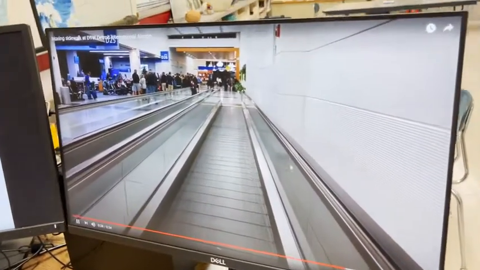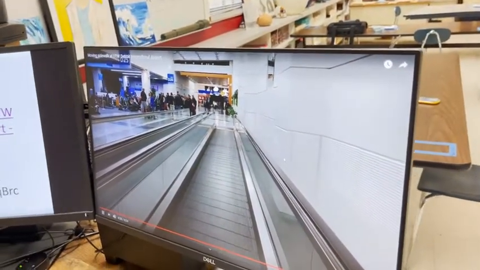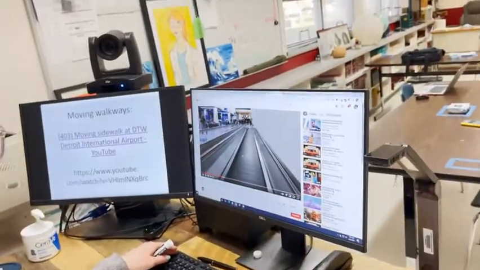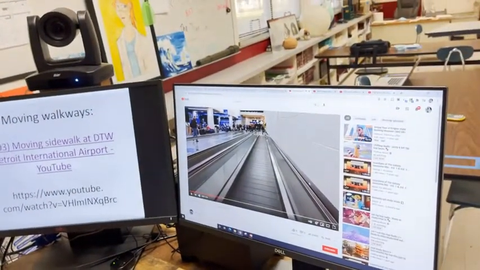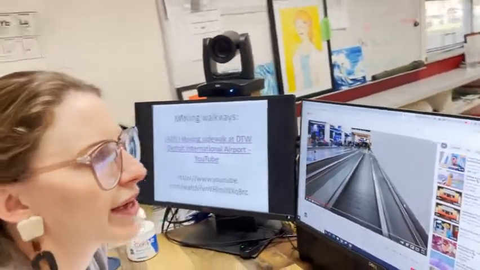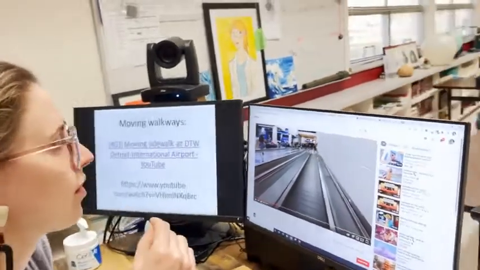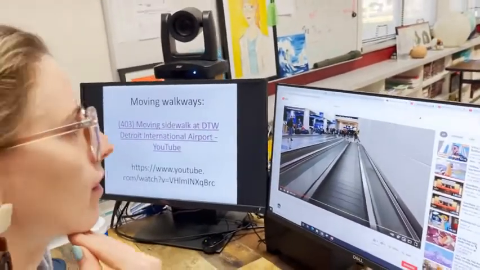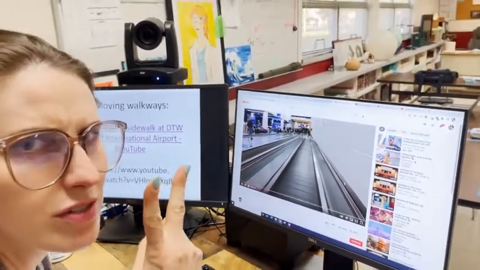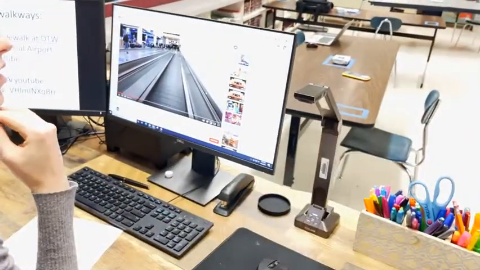And the thing about this is that it's going at a particular speed. Now let's say it's 1 meter per second. If one person gets on every second, how far apart will they be if it's going 1 meter per second? Okay, so they're gonna be 1 meter apart. If it's going 1 meter per second and a person gets on every 2 seconds, how far apart will they be? 2 meters.